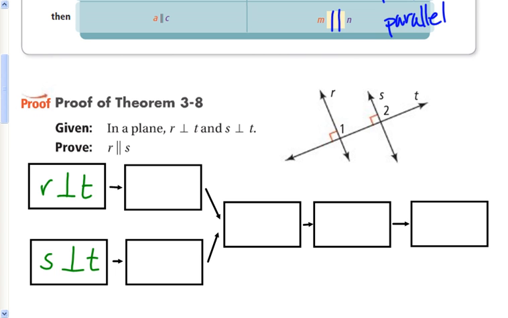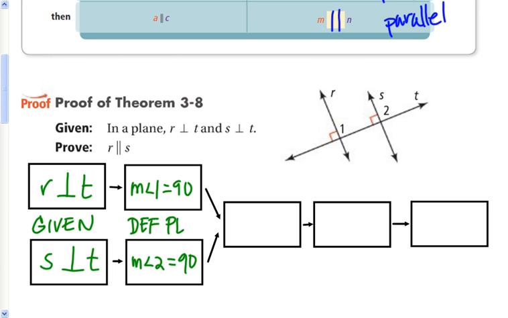So by definition of perpendicular, we have the measure of angle 1 equals 90, and the measure of angle 2 is equal to 90. And that's the definition of perpendicular lines. And then, by the transitive property of equality, we have the measure of angle 1 is equal to the measure of angle 2.